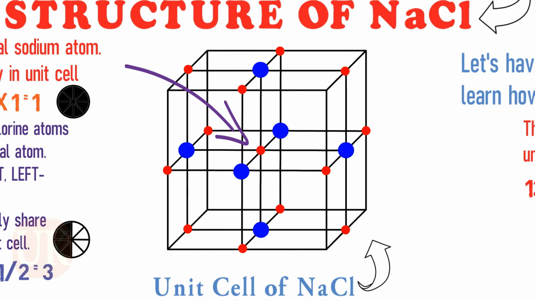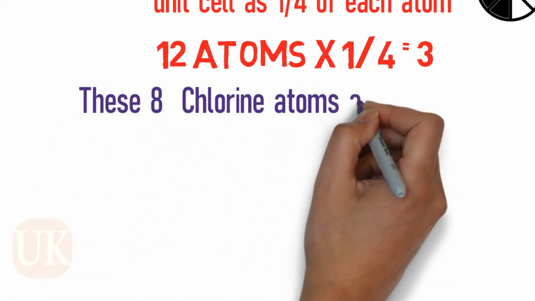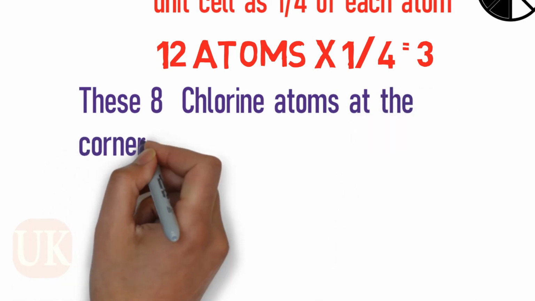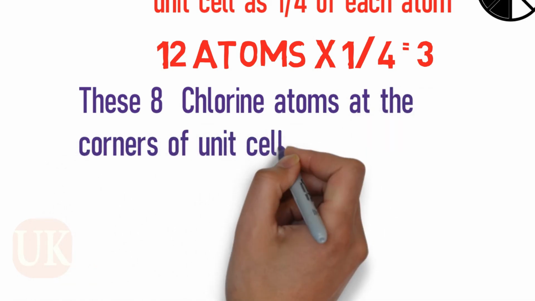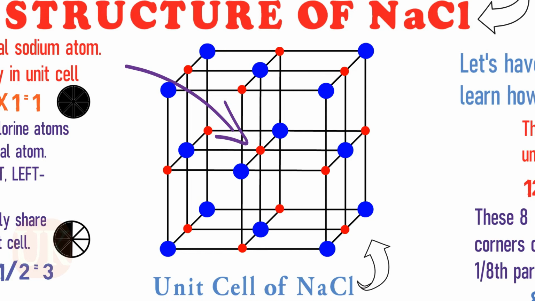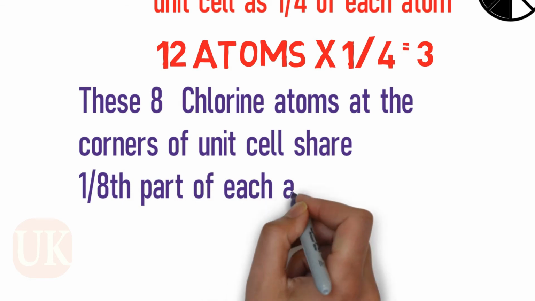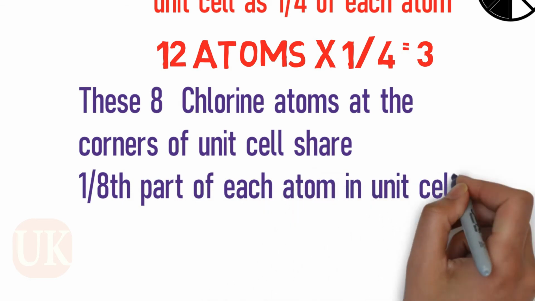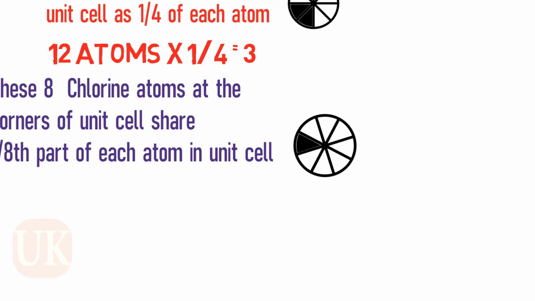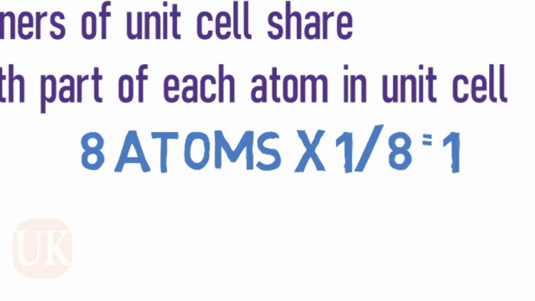Now we are going to see 8 chlorine atoms at the corners of the unit cell, which share 1/8 part of each atom in the unit cell. These 8 chlorine atoms are present at the corners, as you can see. There is only 1/8 part of each atom shared in this unit cell. These chlorine atoms can be calculated as 8 atoms multiplied by 1/8 part of each. So it is a complete atom which is calculated as 1.